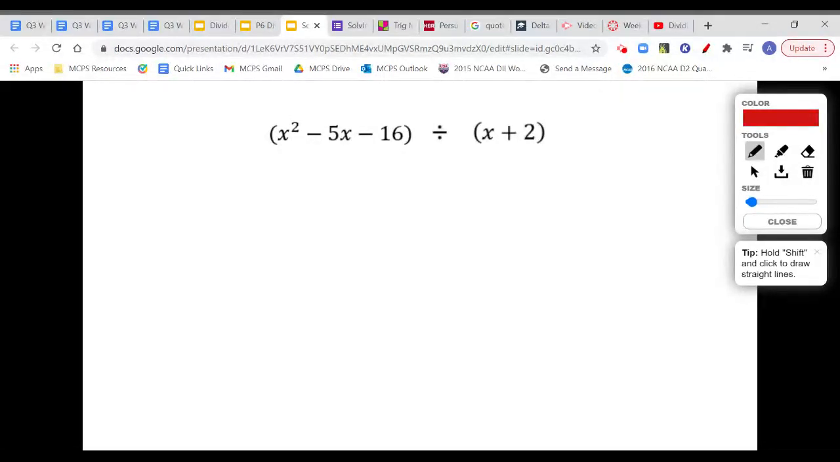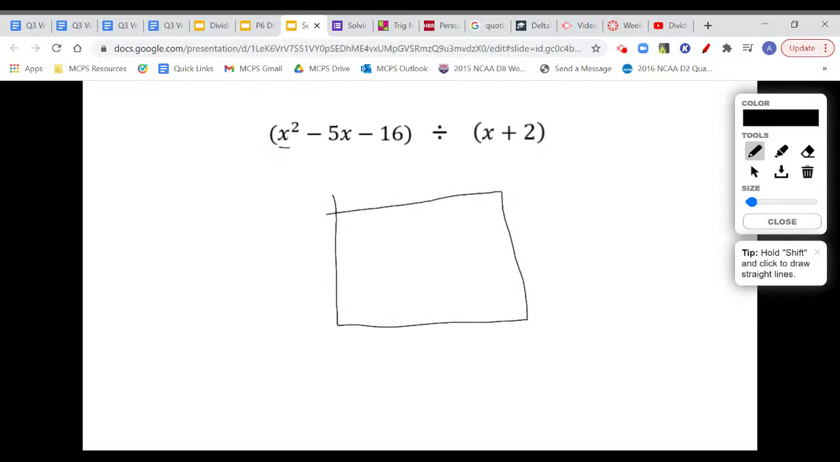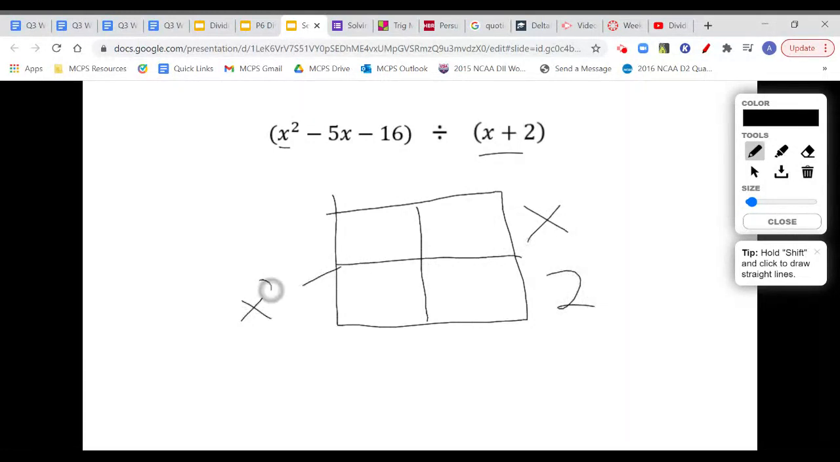and we're going to see how that affects the results. So I'm going to set up my area model. The difference in degree is 1, so within my box I'm going to draw one vertical line, and I have 2 rows for the x plus 2. And then I have x squared minus 5x minus 16. And then I'm going to work through this.